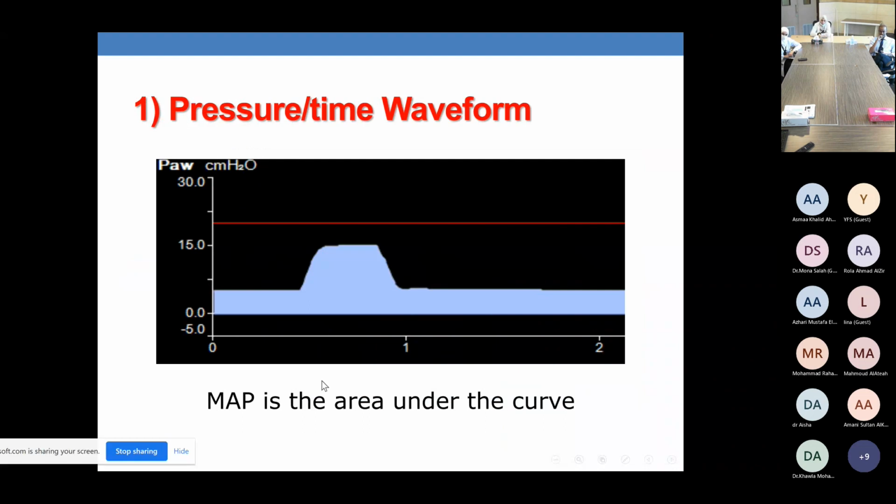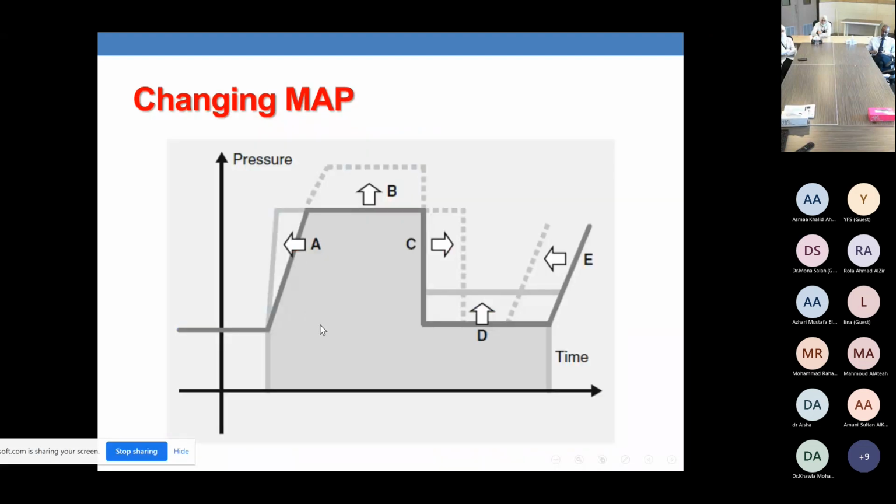So the pressure waveform is again the same. Now, the importance of this waveform is to understand that the area under the curve in the pressure-time waveform is the MAP. So the mean airway pressure is the area under the curve. If you want to increase the MAP, as you all know, for lung recruitment, you need to increase the MAP to improve the oxygenation.